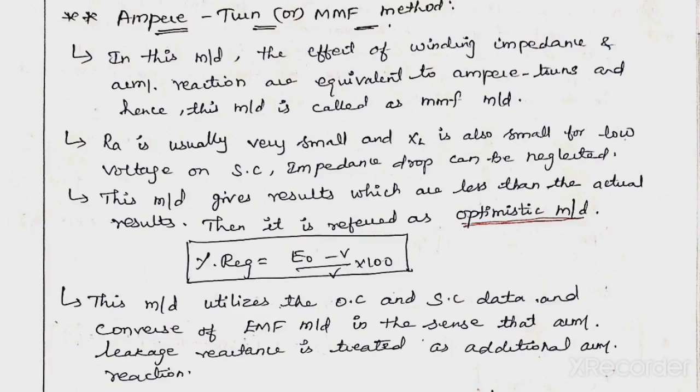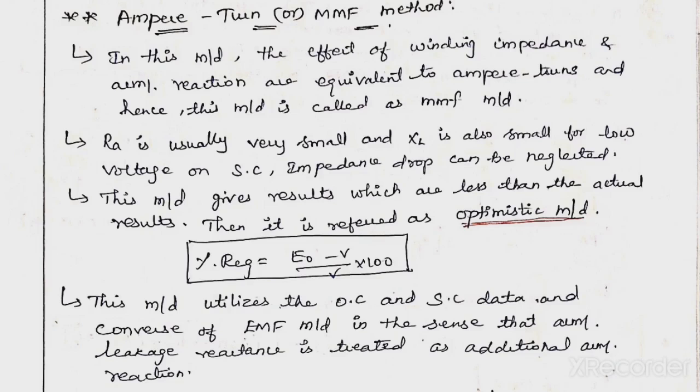Today we will see the determination of voltage regulation of the alternator by using the Ampere Turns Method or MMF method. In this method, the effect of winding impedance and armature reaction are equivalent to Ampere turns. Hence, it is called the Ampere Turns Method, that is, the MMF method.